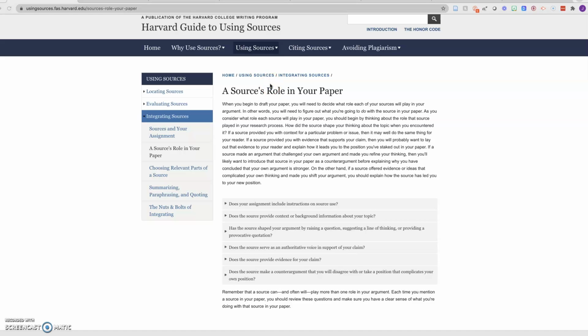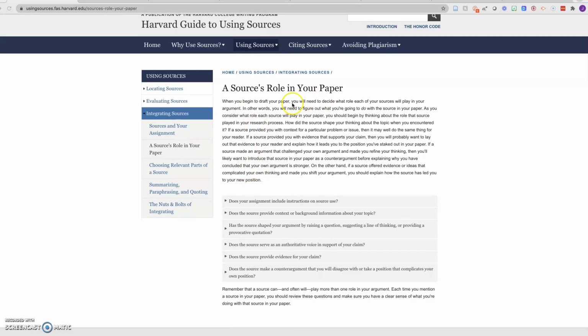This is part 2 of thinking about a source's role in our work, in particular in our research papers or other sorts of academic writing. In the video for part 1, I discussed a little bit about what this means in terms of the source's role, and that it's understanding why we're using it, what it's doing for our work in terms of helping us think about something or provide evidence, and that understanding the role can also help us understand perhaps how we might want to incorporate it.